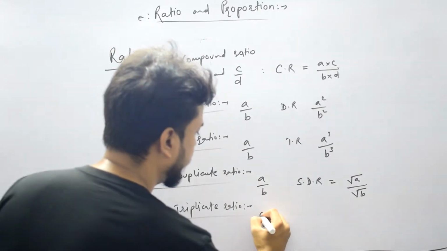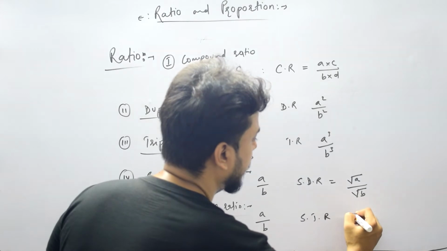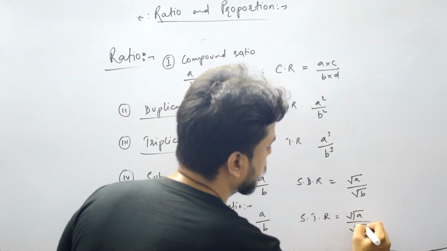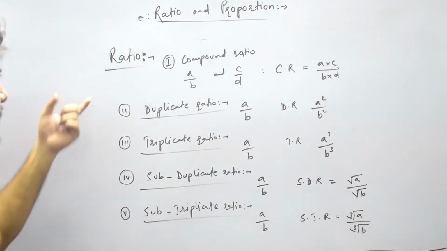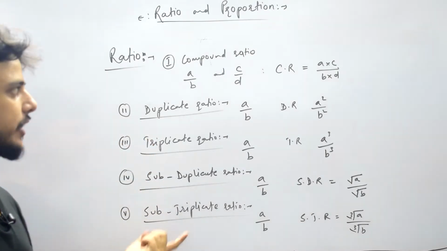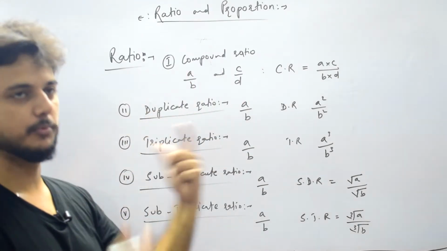Now suppose again if A by B is the ratio, so its sub-triplicate ratio will be cube root of A by cube root of B, okay, understood. So these are simply the names of various types of ratio: compound ratio, duplicate, triplicate, sub-duplicate, sub-triplicate, okay. So in questions they might ask to find the sub-duplicate ratio of, suppose, 2 by 3.